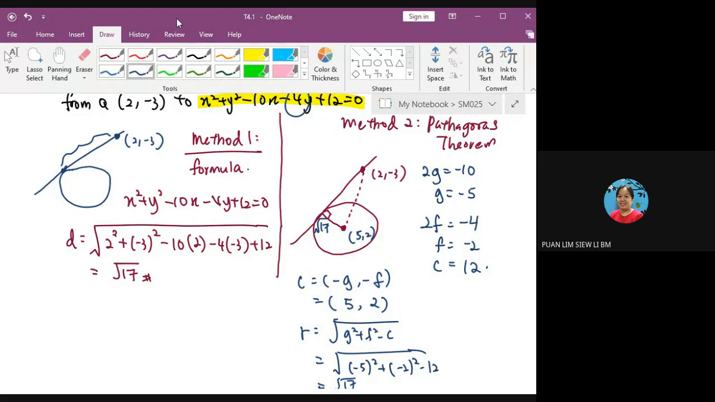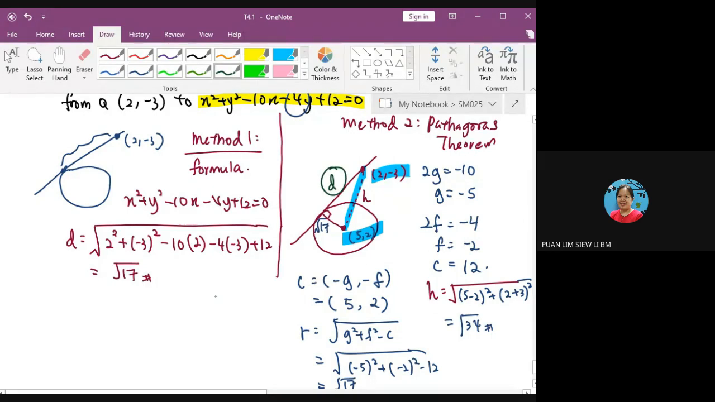What we lack is the length of the hypotenuse here. For the length of the hypotenuse, we find the distance between these 2 points, this and this point. So (5 minus 2) squared plus (2 minus positive...) squared. So square root 34.